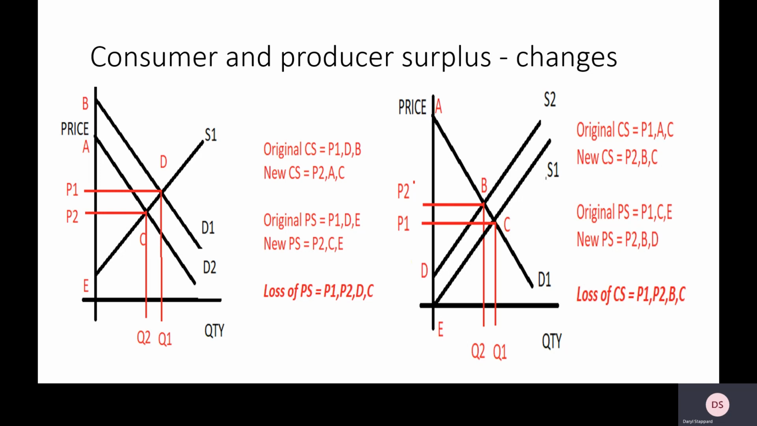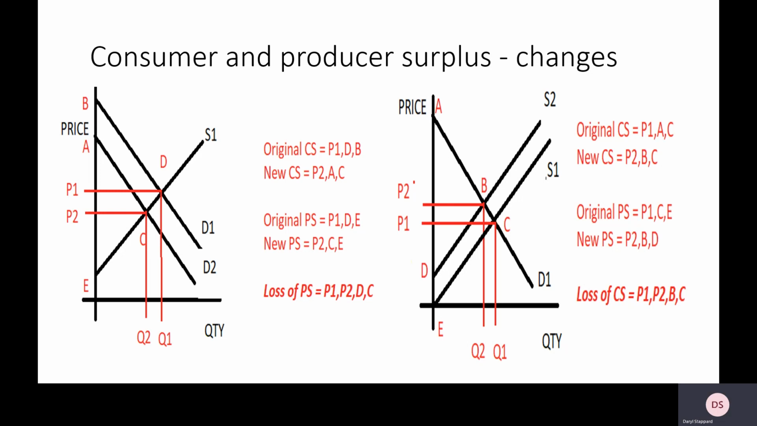On the right-hand side diagram, we can see what happens to consumer and producer surplus when you have an inward shift in supply. So again, when we're in the original equilibrium point at P1 Q1, the original consumer surplus will be P1 to C to A, and the original producer surplus will be P1 to C to E. Now, when the supply moves inwards, the prices will get dragged up in the marketplace and the market will get smaller. That would therefore mean that the new consumer surplus will be P2 to B to A. The new producer surplus will be P2 to B to D.